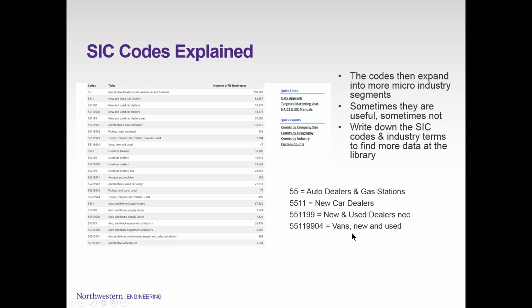Now, if I wanted to see if there are any studies on new car dealerships, I might take 5511 and put that out in a Google search and see what there is. If I wanted it to be vans, new and used, I'd use 5511 9904. So you see how each one of these IDs develops down into a very detailed group. If you look at Dun & Bradstreet, which we'll look at later for Hoovers, they also have their own codes, but they all build down the same way. NAICS code is a similar one.